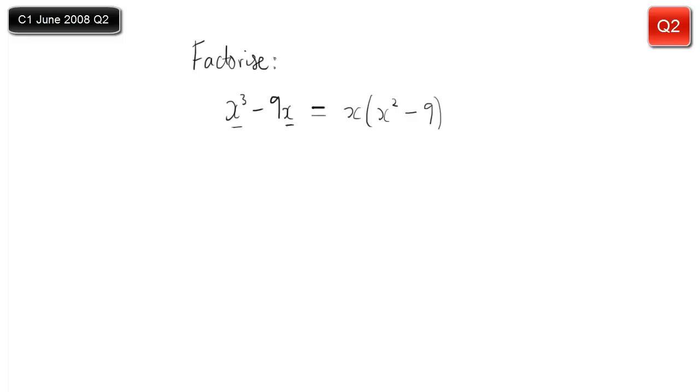And here, this is crucial, you should be recognizing the difference of 2 squares. So that whole bracket can become x plus 3, x minus 3. So in those 2 steps, we have factorized that completely.